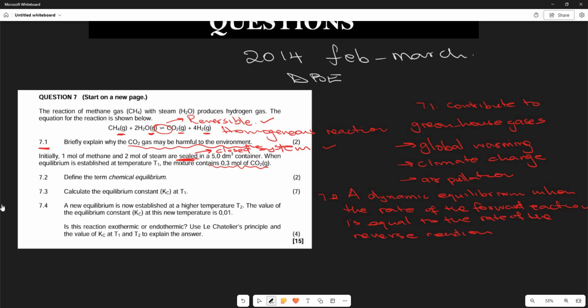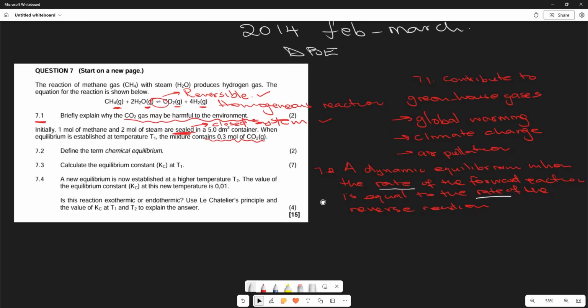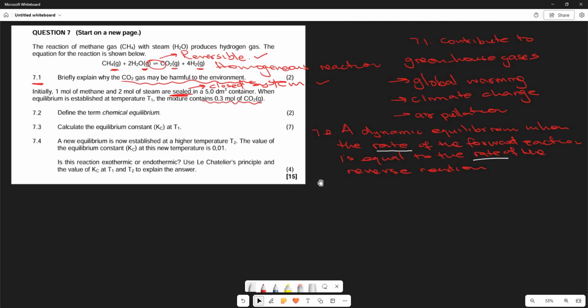Please make sure when you state this definition not to forget the rate. Once you miss that out, it will be incorrect. If it was me marking you, I would definitely give you a 0 if those terms are not there. All right, let us look at 7.3 rather.